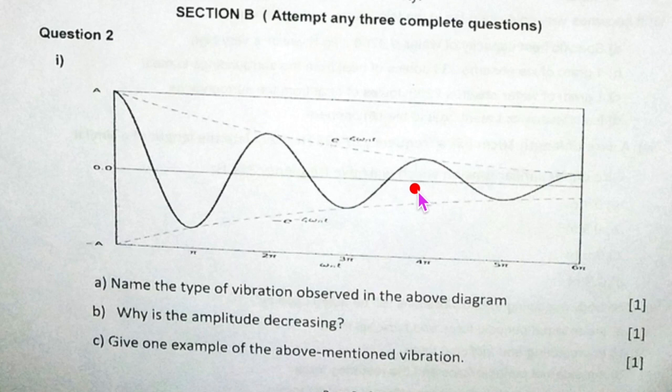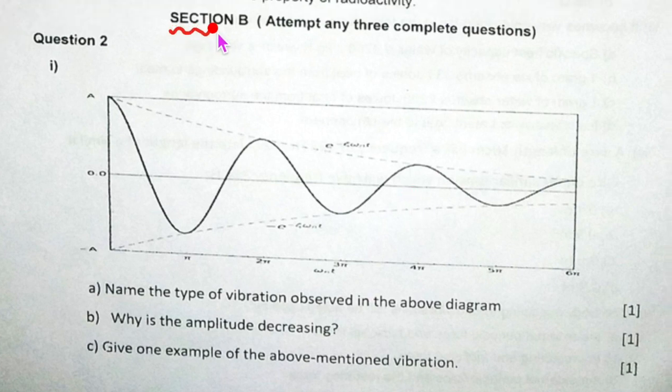So shall we begin? Our section B is of 30 marks and there will be 3 questions of 10 marks each that you have to solve. Let us look at our question number 2. The first part. This is of 3 marks.